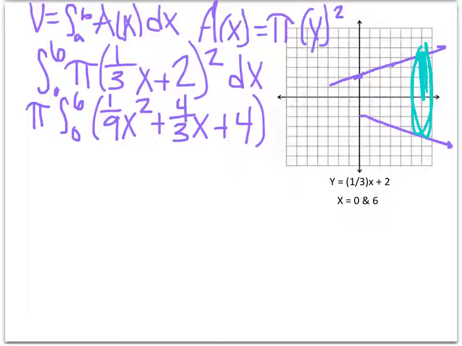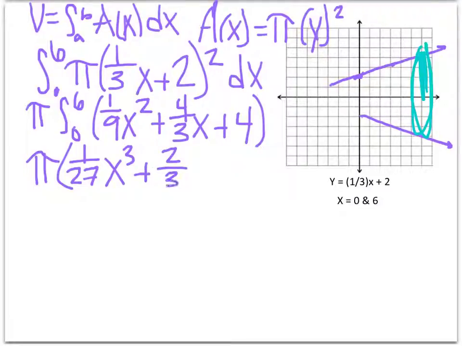Now we can find the antiderivative of that part so we can solve the integral. So we have pi times, and this will be 1/27 x to the third plus 2/3 x squared plus 4x. And we are going to solve that between 0 and 6. And at 0, since there are variables in every one of these terms and we're multiplying, the 0 will end up being 0, you can tell.